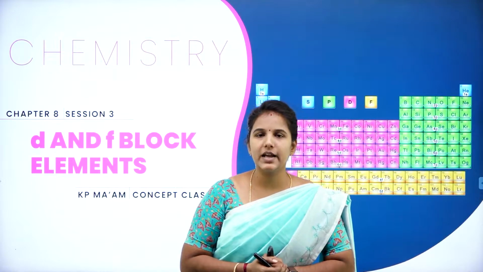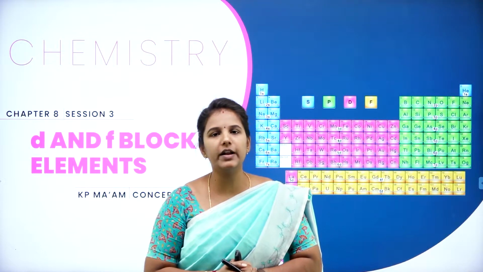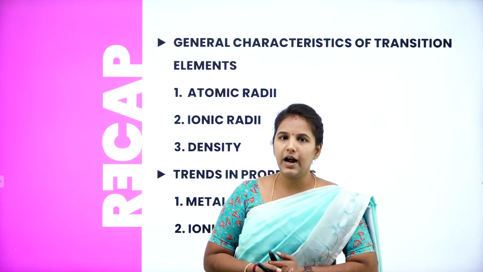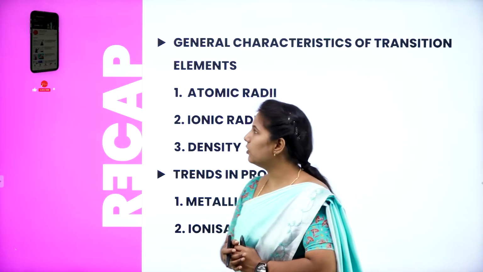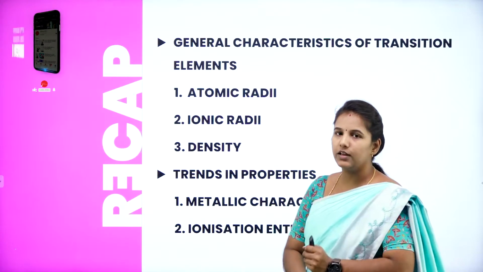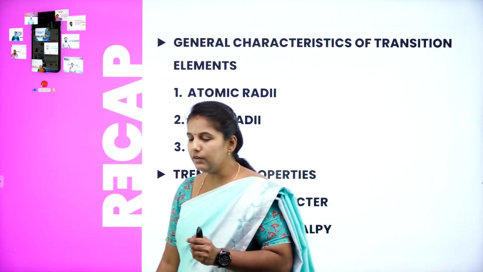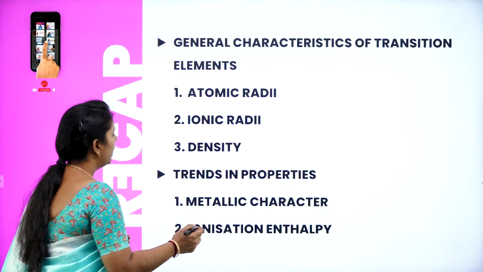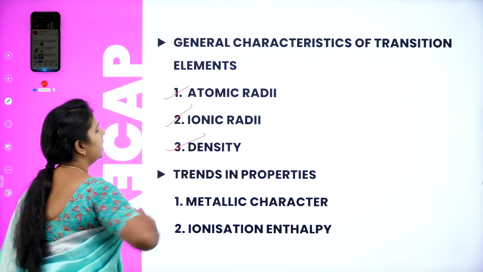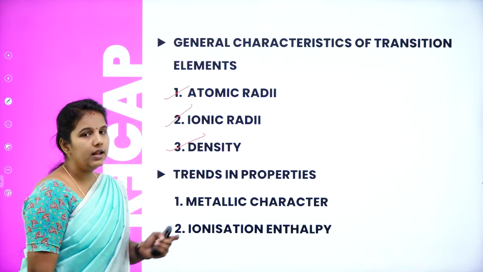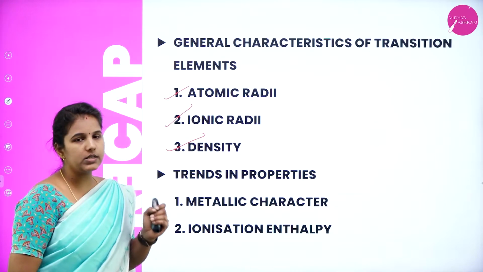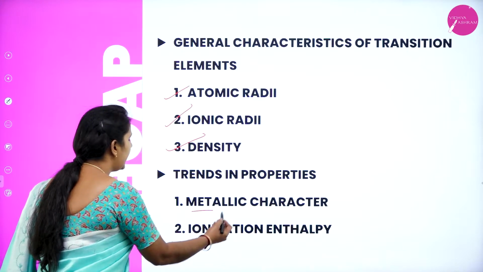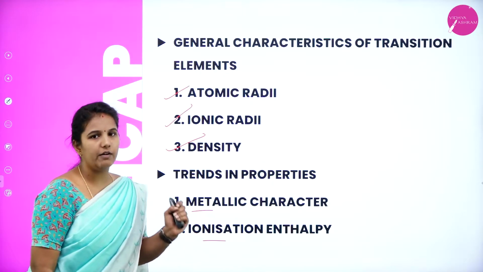My dear students, in our last discussion, we were dealing with the unit called D and F block elements. Under that, we have discussed the general characteristics of the D block elements: the atomic radii, ionic radii, and also the density. In addition to that, we also discussed the trends in their property. In that, metallic character and ionization enthalpy we have discussed.